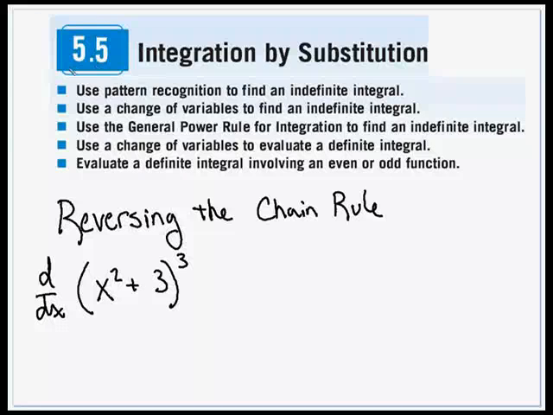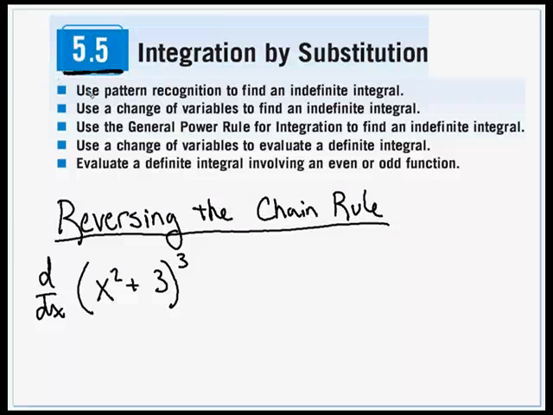In section 5.4 we did the fundamental theorem of calculus, and there, when we took the antiderivatives or the definite integrals, we stuck basically to the more basic trig functions and polynomials. Here in section 5.5 we're going to cover integration by substitution, and it's sort of reversing the chain rule.